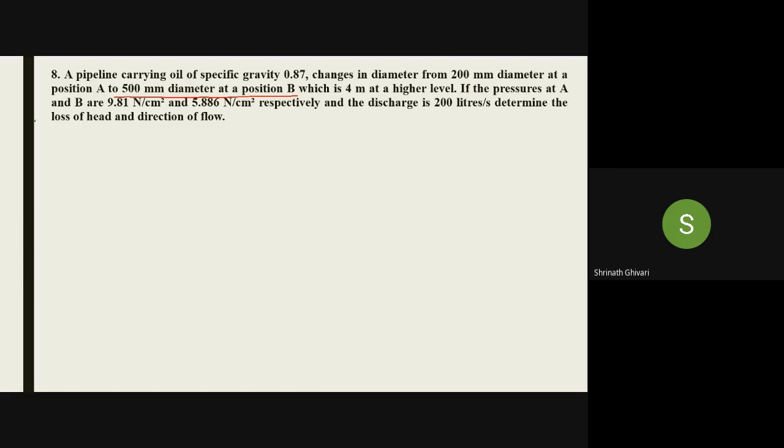If the pressure at A and B are 9.81 Newton per centimeter square and 5.886 Newton per centimeter square respectively, and the discharge is 200 liter per second, determine the loss of head, that is HL, and the direction of flow. So in which direction is the fluid flowing in that pipe.